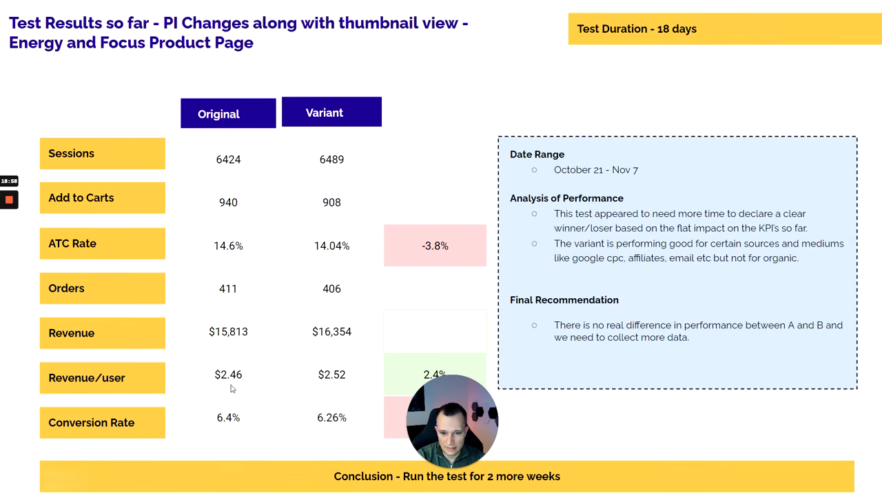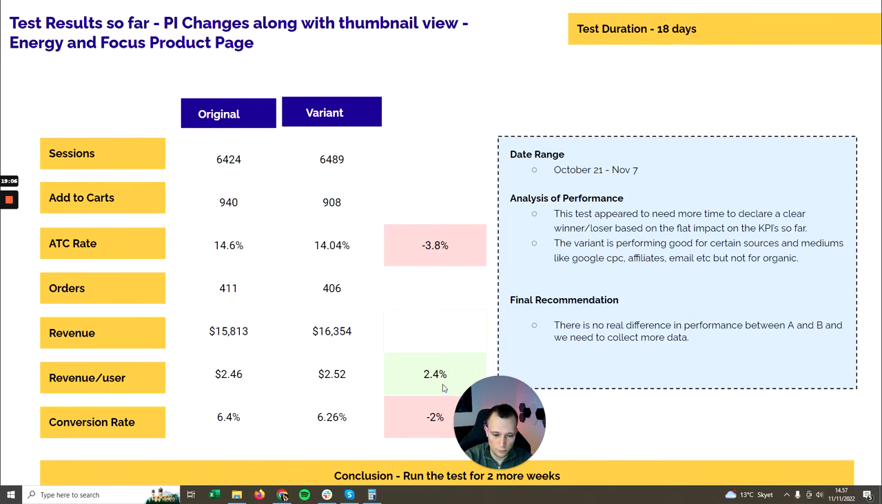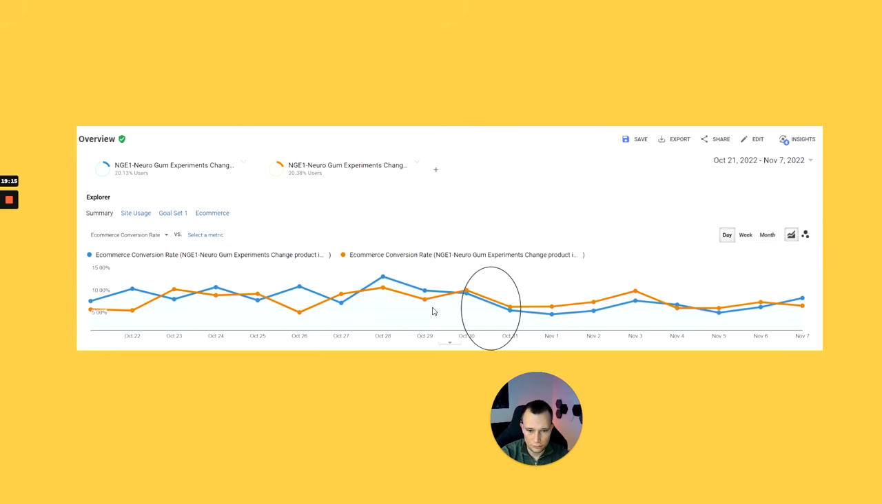And you can actually see that there is a difference. We've raised it from $2.46 to $2.52, which is a nice 2.4% increase. And also we raised the revenue overall. So this is actually a win. But look at this. Let's go to the next one.